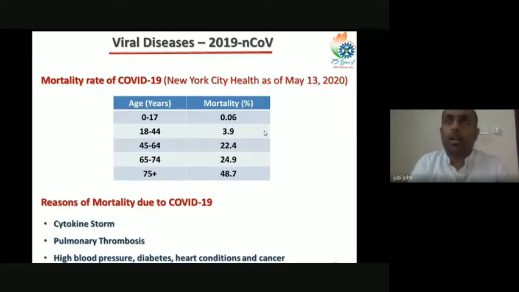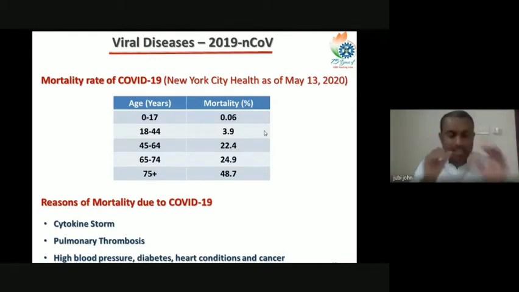Now, let's have a small look at the mortality rate and age. I have taken this data from the New York City Health, as it was reported on May 13th. As you can see here, for the age groups from 0 to 44, 4% of the people who get infected lost their lives. It means that the younger age are quite safe, but not completely safe. And for the people who are above 75, 50% of the people who got infected lost their lives.